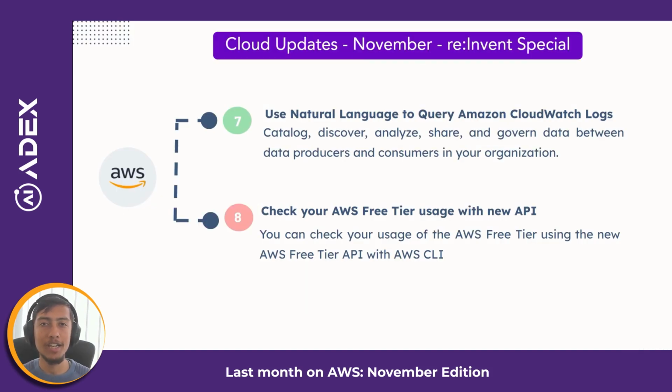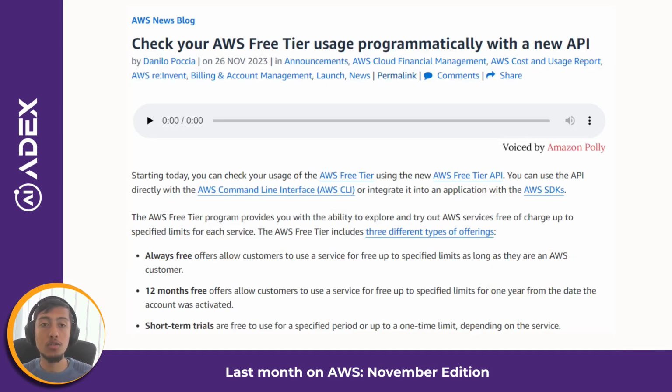Now for the final update for today's video, we have the AWS PreTier API, which is a new API that will allow you to check your usage of the AWS PreTier program, which, if you don't know, is a program that provides free access to certain AWS services up to specified limits. And now with the help of this API, you can track and check the usage for it.